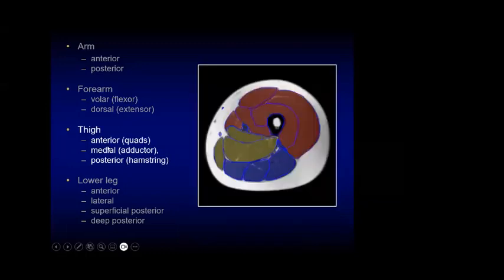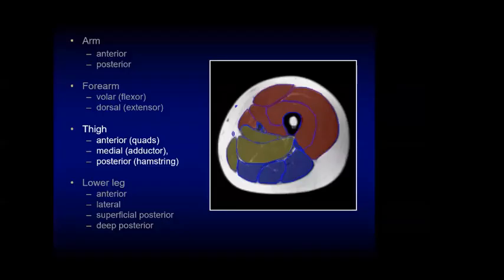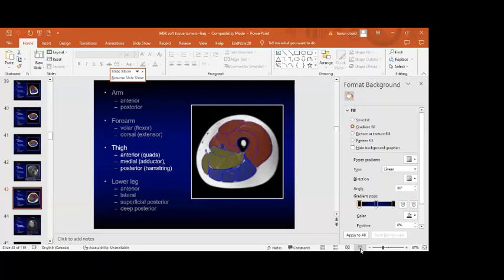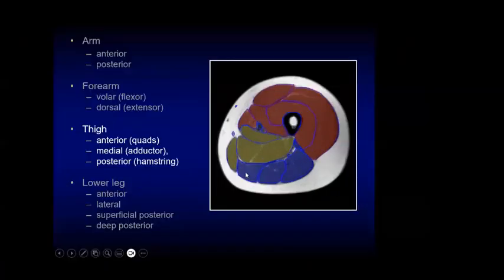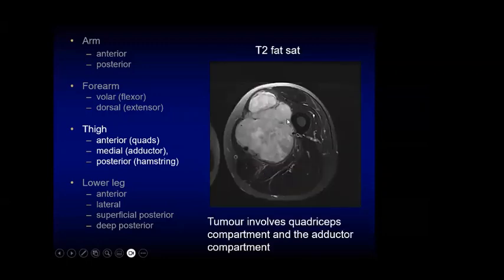In the thigh, which is the case you looked at, there are three compartments: the quadriceps compartment, the adductor compartment, and the hamstring compartment. In the case that you looked at, there were two compartments involved: the adductor compartment and the quadriceps compartment.